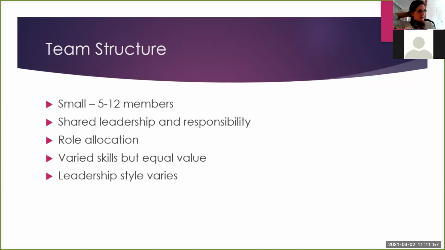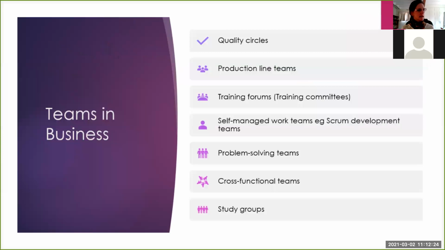Okay, and in team structure, just the last thing here is that the leadership style can vary quite a lot in a team. From there almost not being any one clear leader, they're all so self-managed together, to having quite a strong leader. It just really depends. So the main thing is those degrees of trust and of listening and of equal value and of safety to talk and to share ideas openly. Okay. So let's take it now to teams in business.